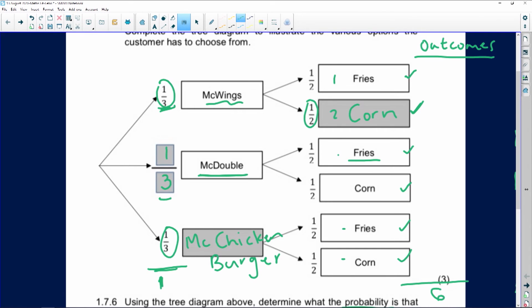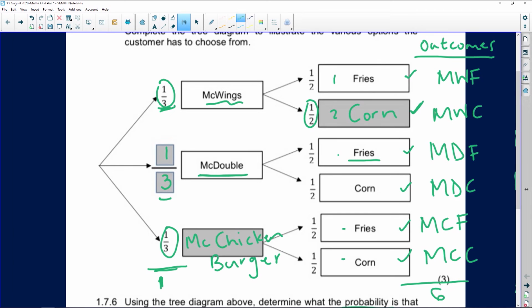So I'm going to say McWings and fries, McWings and corn. And then I'm going to say McDouble and fries, McDouble and corn. And then I'm going to say McChicken and fries, McChicken and corn. So I've got my 6 outcomes, even though I haven't been asked for the outcomes, okay?